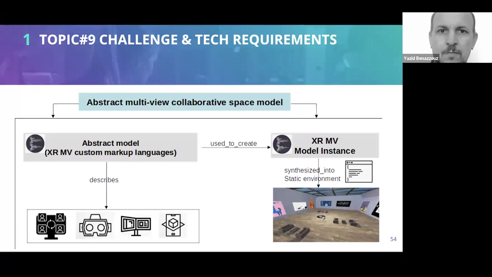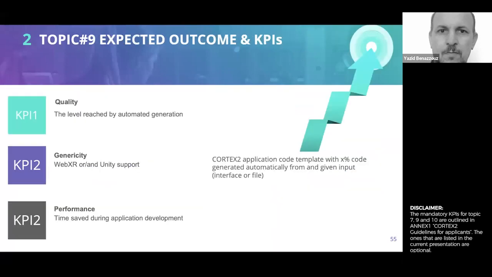and then to build their Cortex applications. And for that, we have defined three KPIs, which are quality, genericity, and performance, where the first one is the level reached by automated generation. The automated generation, I'm saying 30% before, but you can go more, 50%, or you can go up to 90 or 100%.